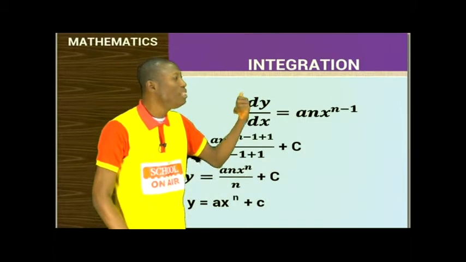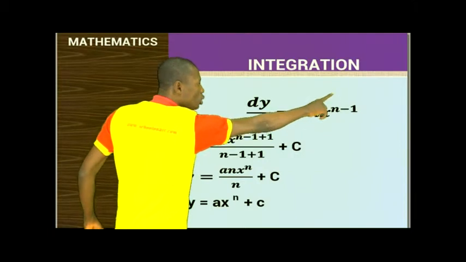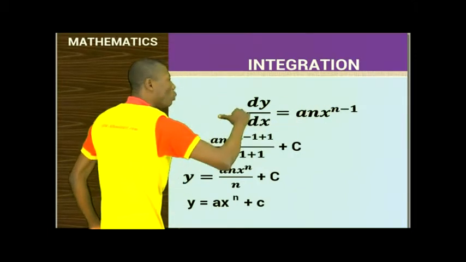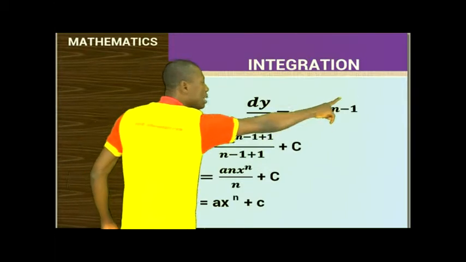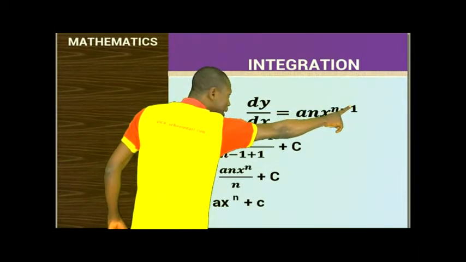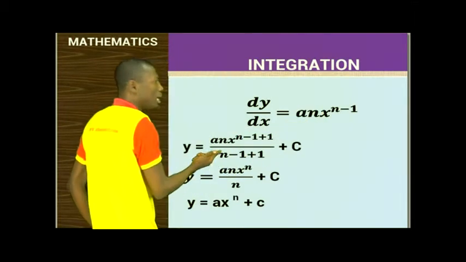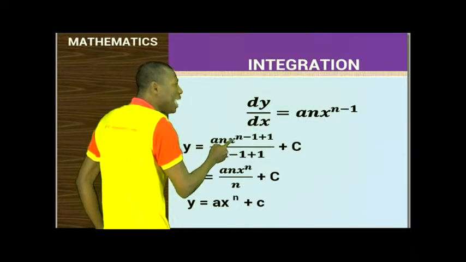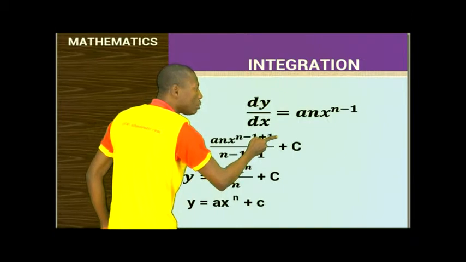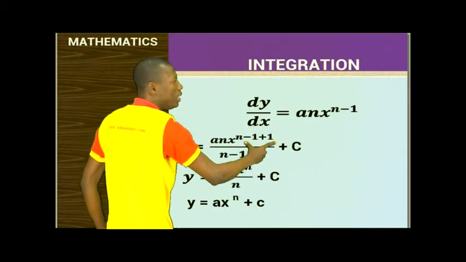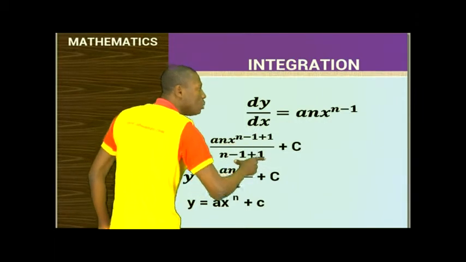In integration, I have dy/dx, which is anx raised to power n minus 1. You know, this is the result I have when I differentiate. Now I want to integrate this function. For me to integrate, I will first of all add 1 to the power. Then I will use the result I have and divide everything by the result. Now look at this. I have y now is equal to anx raised to n minus 1 plus 1, the new power I have here. I use this one to divide the function, then plus c.